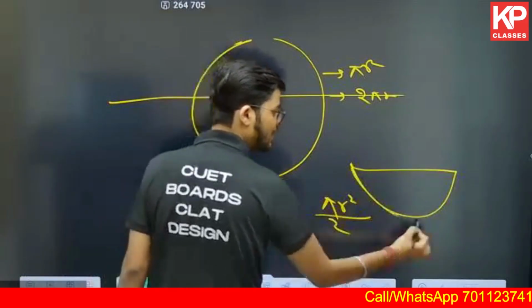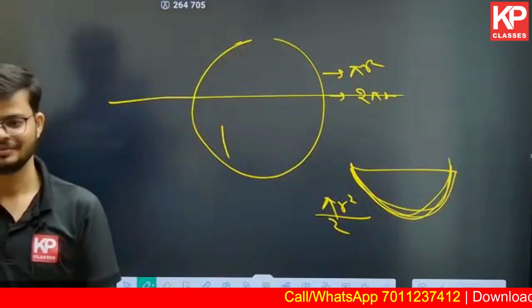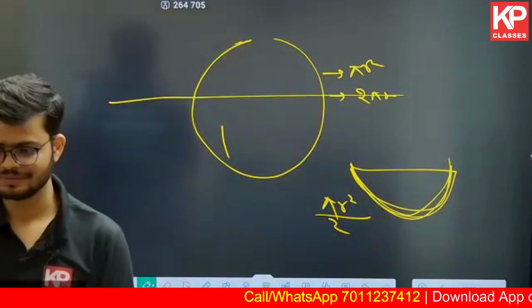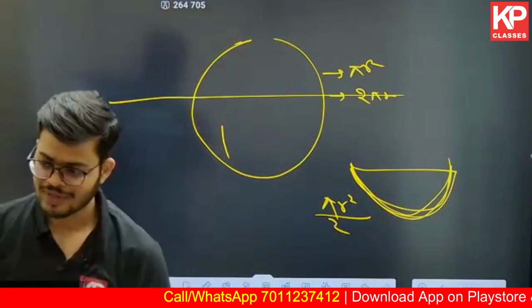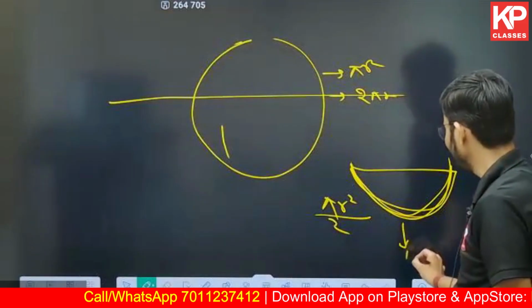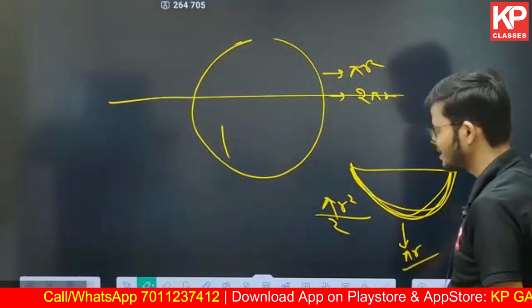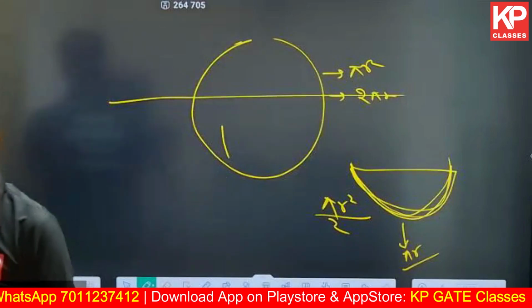But what is the perimeter here? Can you guys tell me what will be the perimeter in this case? The total was 2 pi r. So half of the perimeter will be pi r. Is it right? The perimeter in this case is going to be pi r or not?